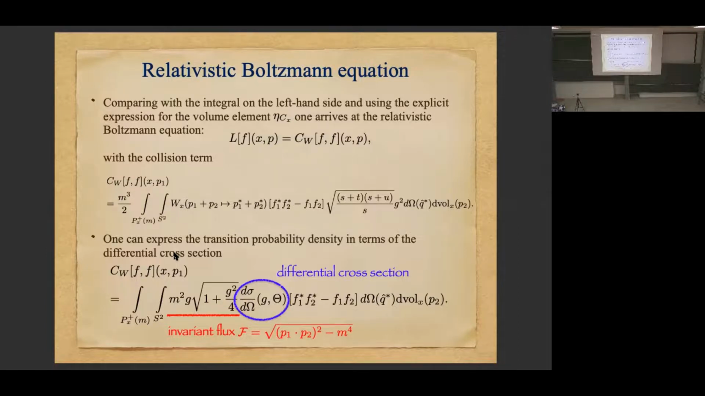Okay, and that's really cool because now if a particle physicist gives you the differential cross section, then in principle you can put it here, and now you can look at what happens to your gas. The integral is still 5-dimensional. You have 3 dimensions here of the mass shell over P2, and then here you have an integral over S2.